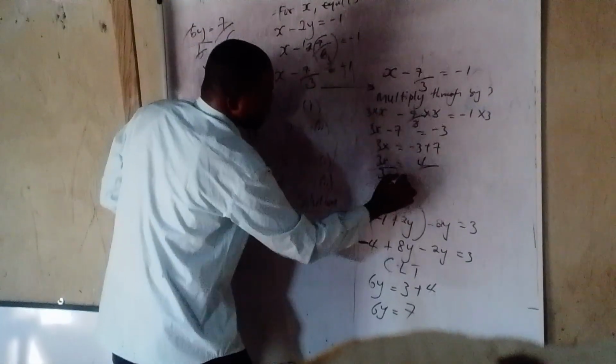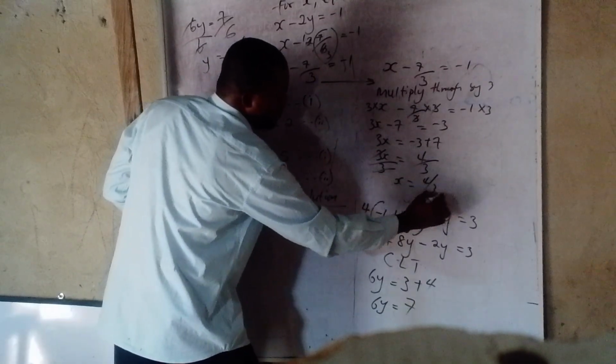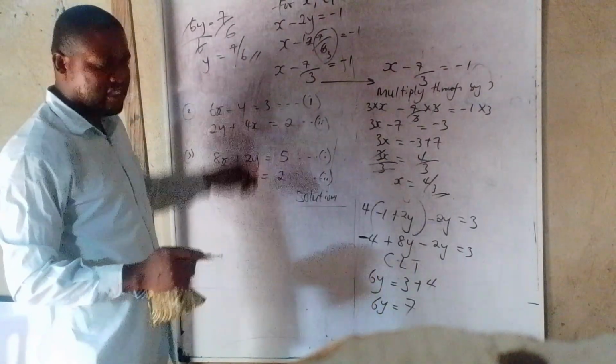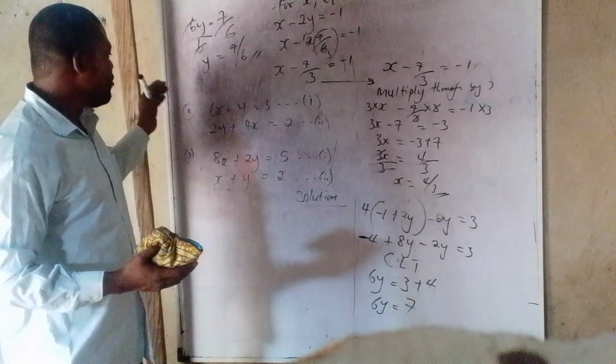Divide by 3, divide by 3. 3 cancels 3. x is now equal to 4 over 3. Look at my x: my x is 4 over 3 and my y is 7 over 6. That is all for question 1.